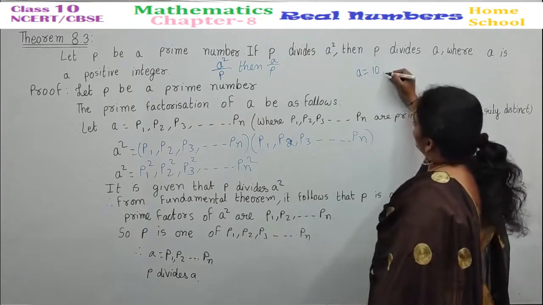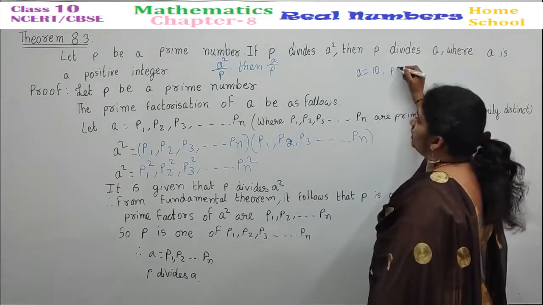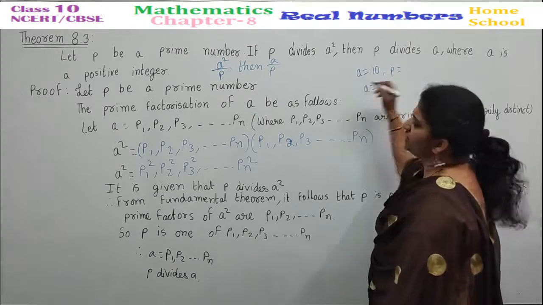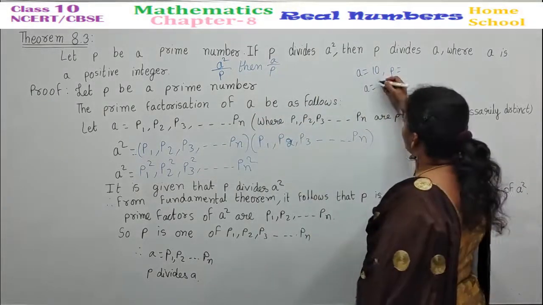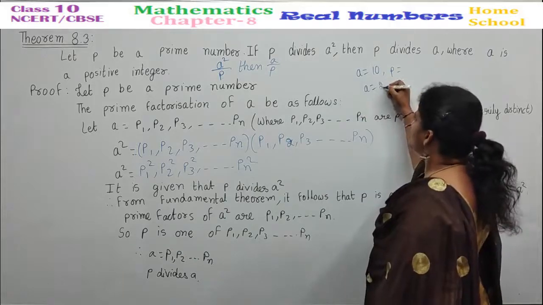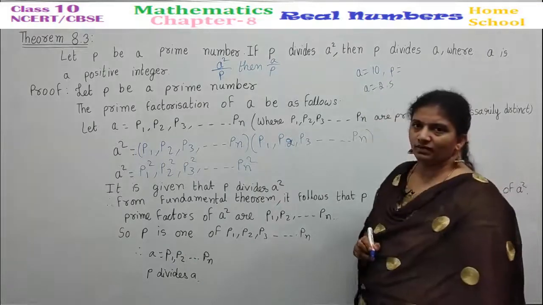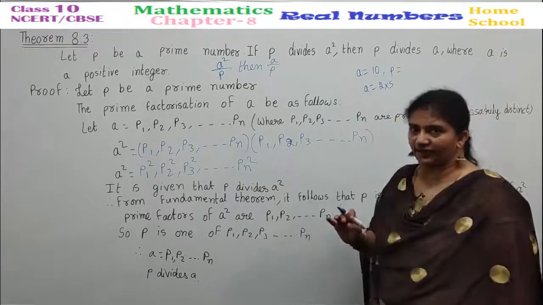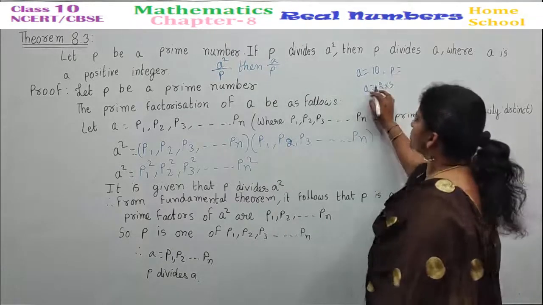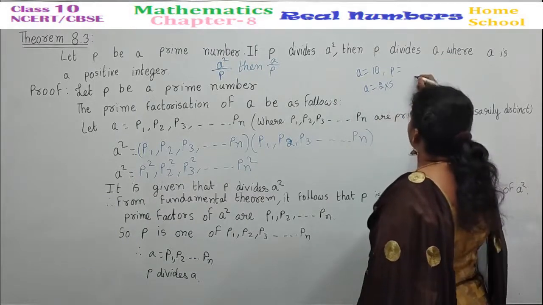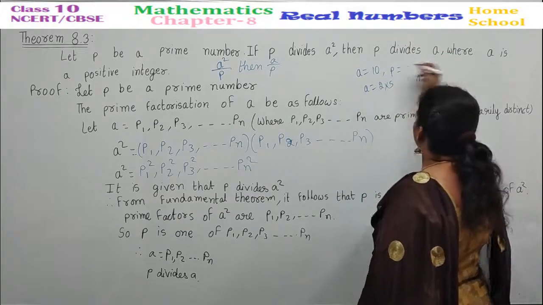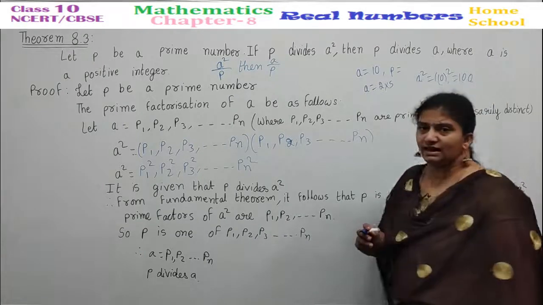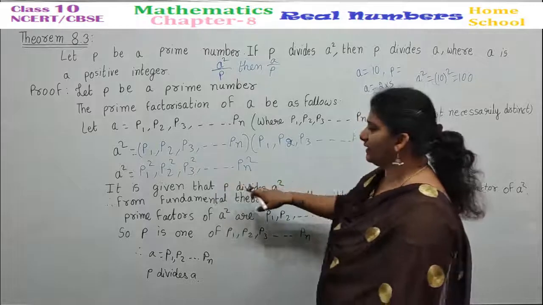So, what am I going to take here? Let P be the prime number. What are the factors for A, children? See this step. What are the factors for A? 10 can be written as 2 into 5. Right? 2 into 5, 2 comma 5. These two are the factors. Next, square. A square means what? A square is equal to 10 tens are 100. A square is 100.